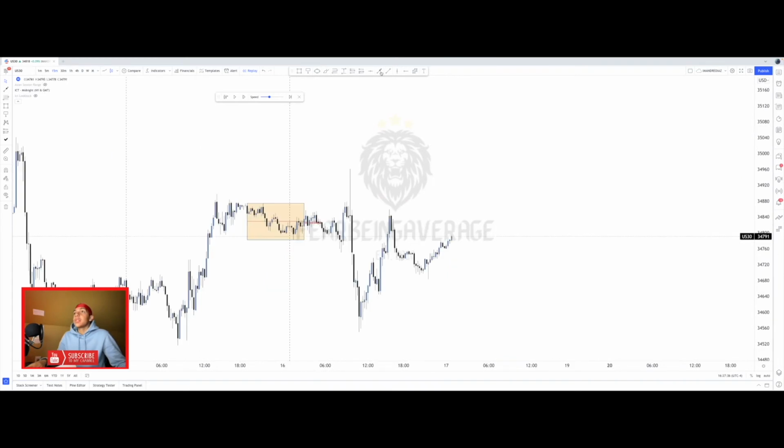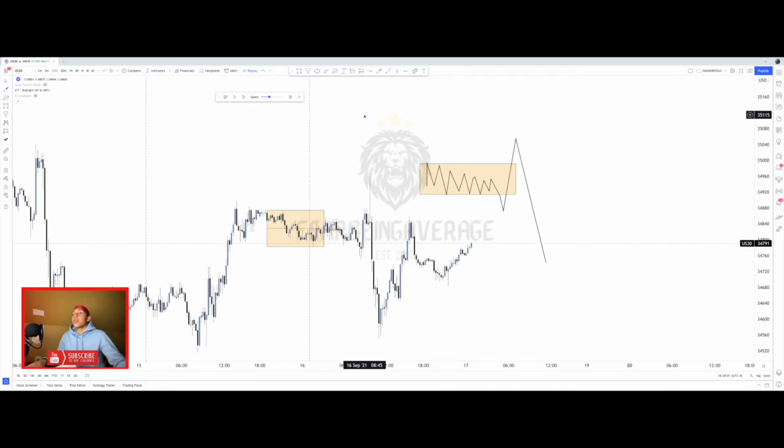So in this case, price was ranging throughout Asian session. Then when it came out, it was ranging even longer during the London session. But then what happened? Price manipulated the lows and came manipulate the highs before going even lower. This would be an example of having a day where price has another New York reversal.